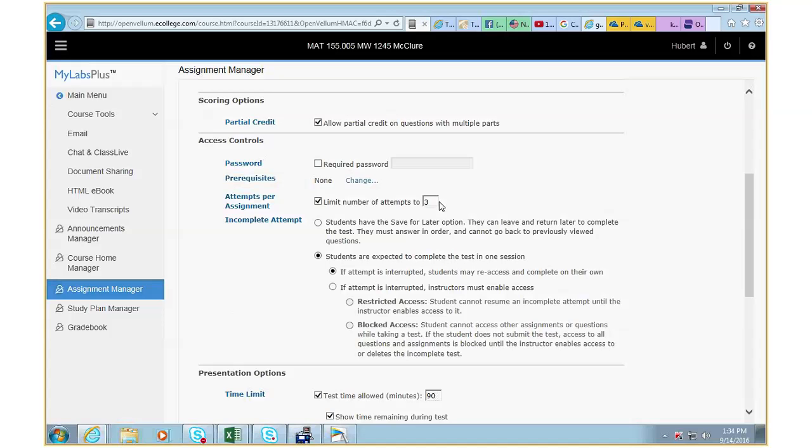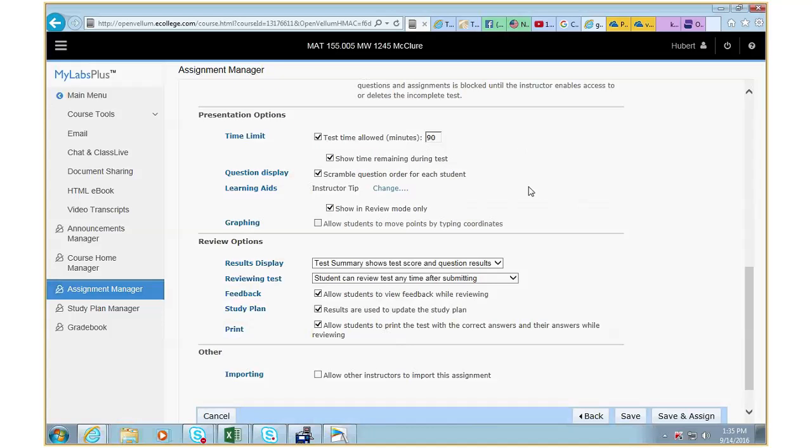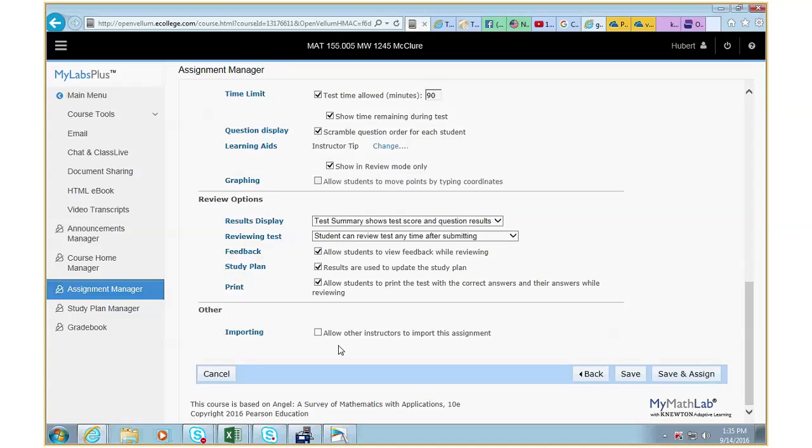Three times. If the attempt is interrupted, students may re-access and complete on their own. You got 90 minutes to take the test. After 90 minutes, there's a thing that comes up that says you are a loser if you haven't finished. I think I've done all that. Save and assign. So your test is assigned.